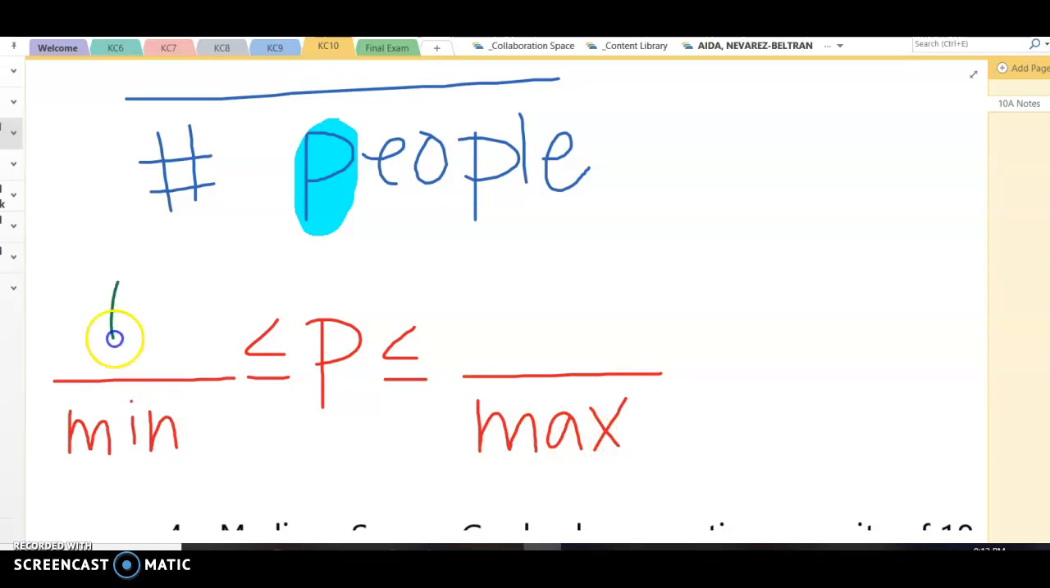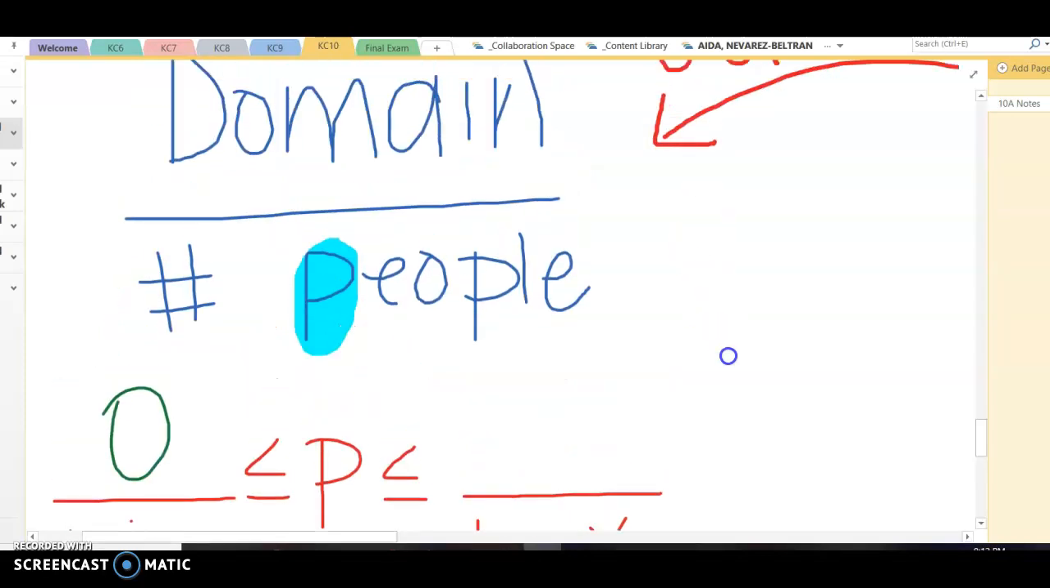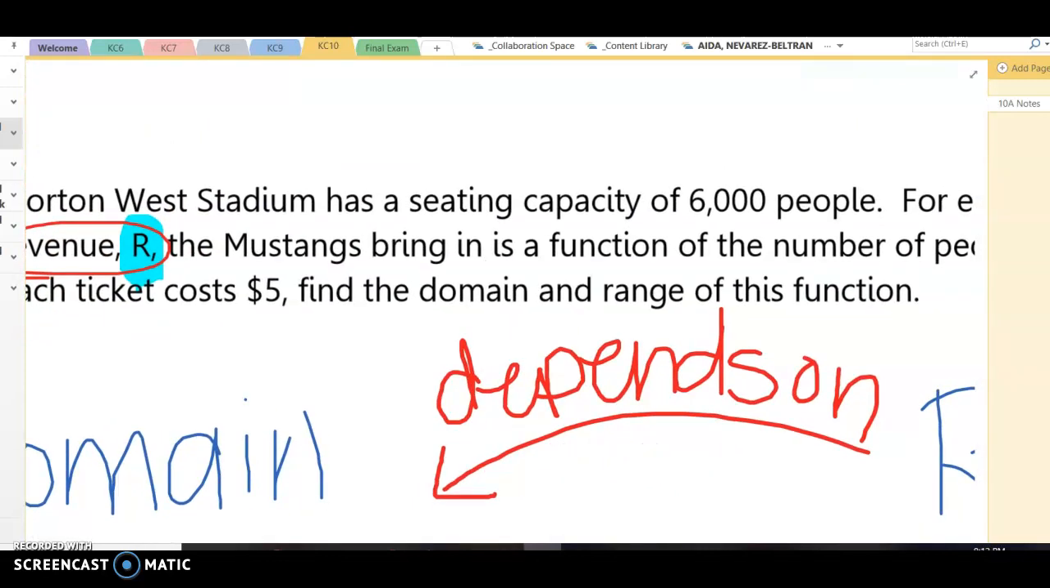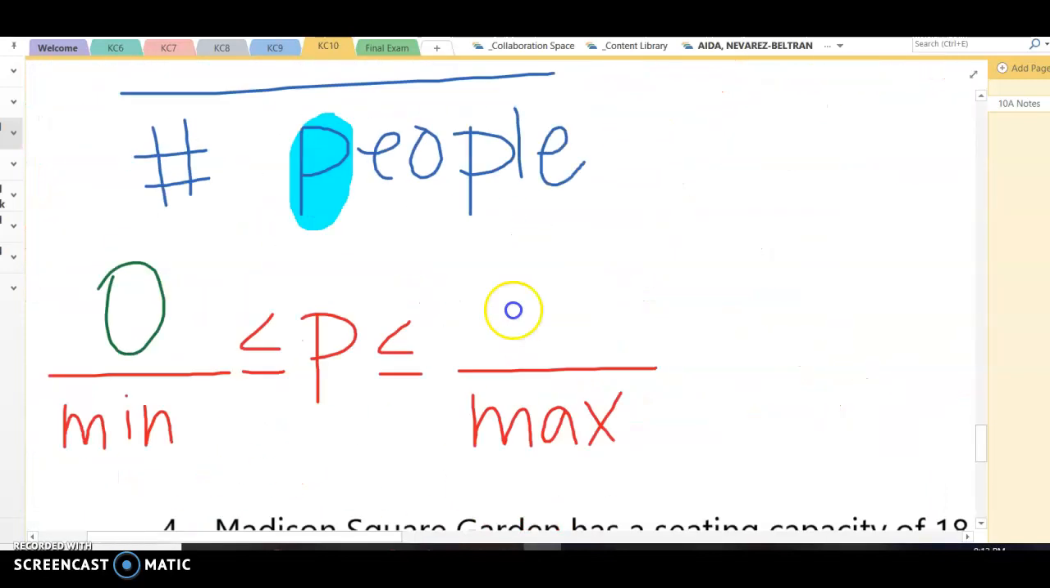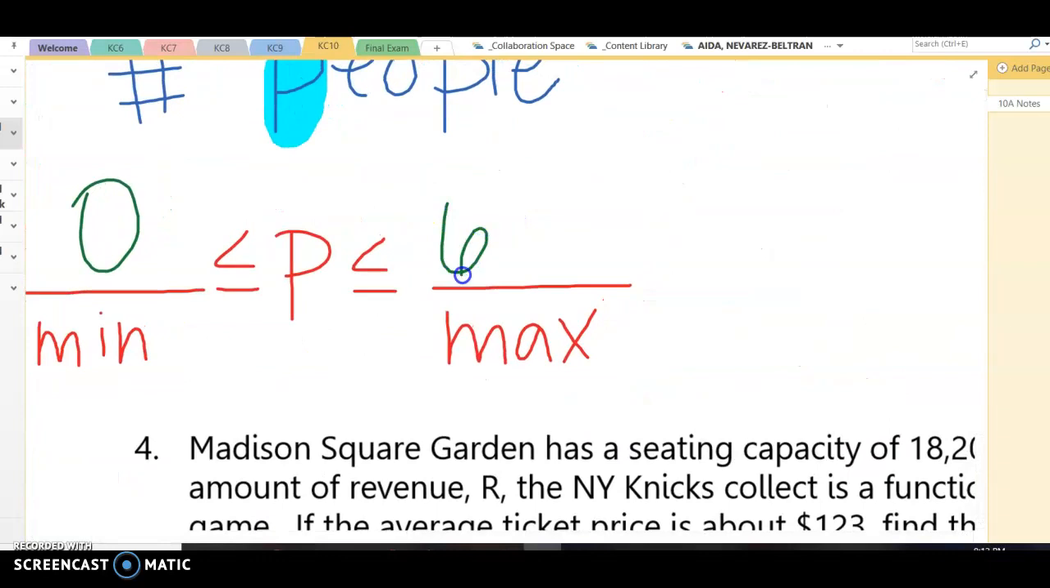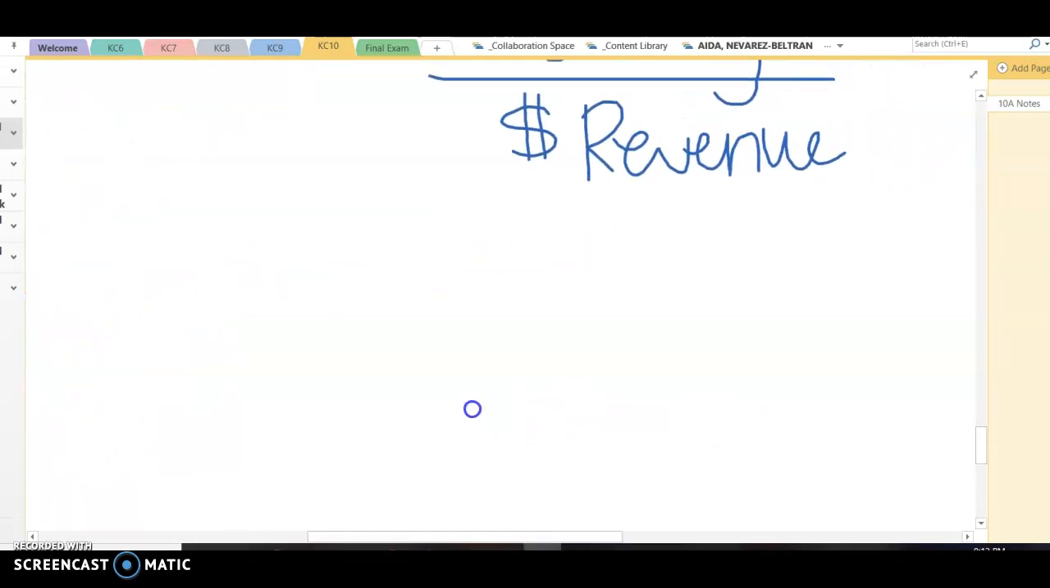Well, the minimum number of people, that's pretty easy. You could have 0 people show up. That would suck, but it's a possibility, right? It told us right here that it has a seating capacity of 6,000 people. Capacity is another word for the maximum number of people that can be there. Capacity, maximum, those two words mean the same thing. So if you're at capacity, you have the most people you could possibly have. So the maximum number of people we could have in the stadium is 6,000. So we have our domain finished.